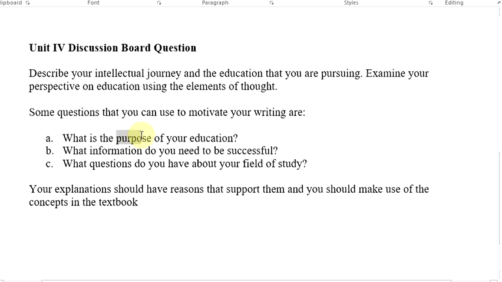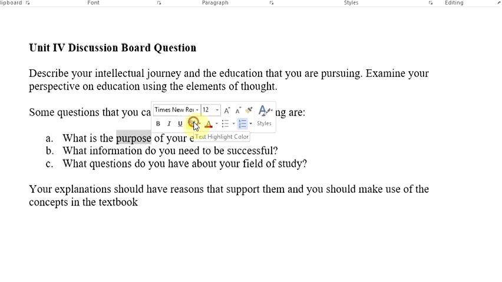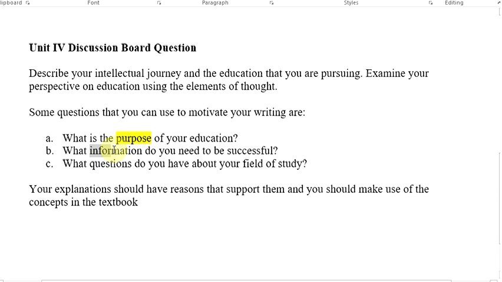So purpose is an element, information is another element, and questions is another element. So you have to have these elements in mind and be able to clearly articulate what those elements mean, or show that you understand what those elements mean as you answer this discussion board question. And again, that's Chapter 4.